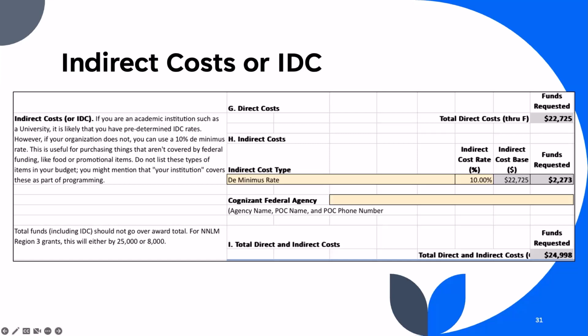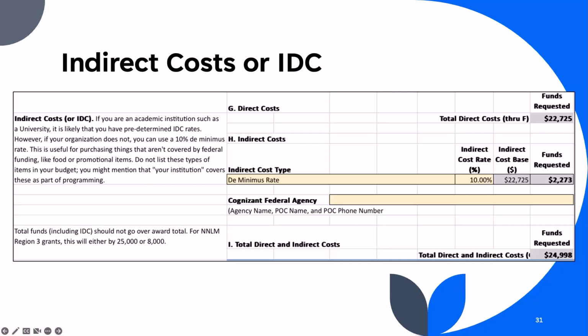If you get a percentage back of that IDC, if you get any of it, then you can use some of that to purchase some of these items that aren't necessarily under the direct cost list. All that to say is that these are questions you'll very likely need to ask your organization. One, do you have an IDC cost rate? Two, if you do, what percentage would apply to your project? And three, do you get any of that percentage to use? Those are the three main questions when it comes to IDC.